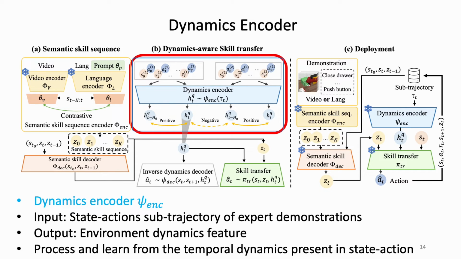Because it receives input that includes information on length, the dynamics encoder has been specifically implemented using a transformer architecture. Just as a transformer can accept varying lengths of text embeddings as input, this dynamics encoder is designed to take in state action sequences of varying lengths as its input. This approach allows the encoder to effectively process and learn from the temporal dynamics present in different lengths of state action trajectories.